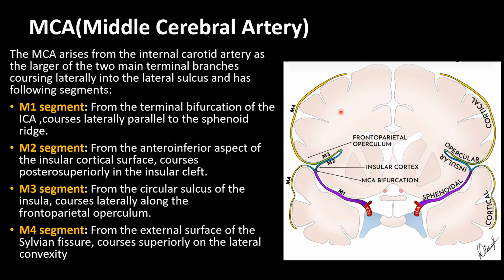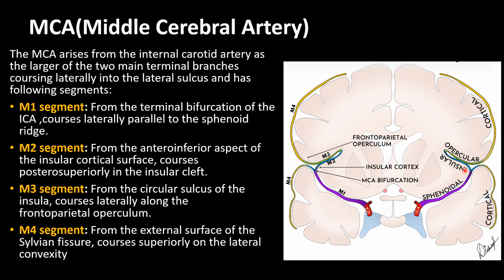Then comes the middle cerebral artery. It arises from the internal carotid artery as the larger of the two main terminal branches, coursing laterally into the lateral sulcus, and has the following segments. So here is the M1 segment or the sphenoidal segment, which arises from the terminal bifurcation of the ICA, courses laterally parallel to the sphenoid ridge.